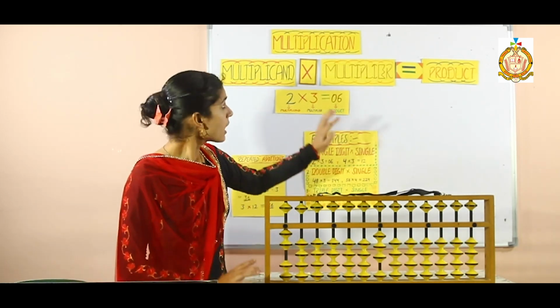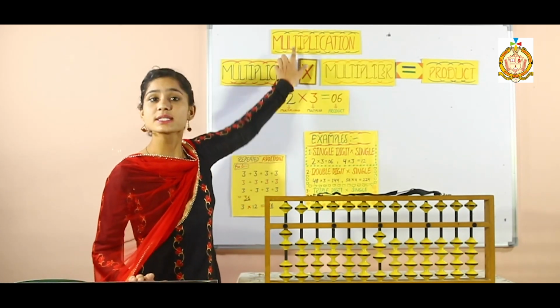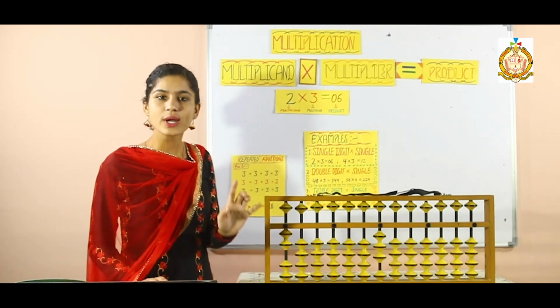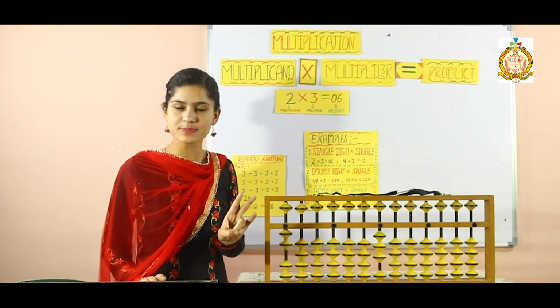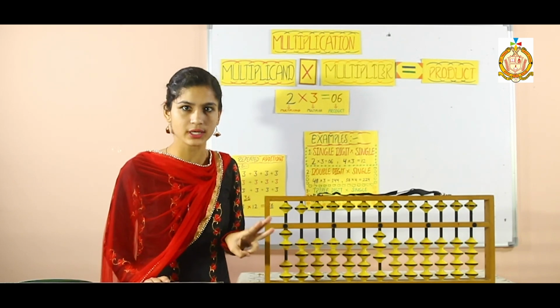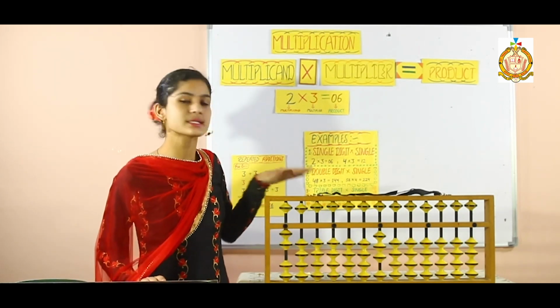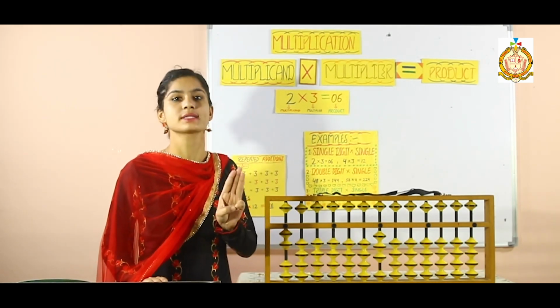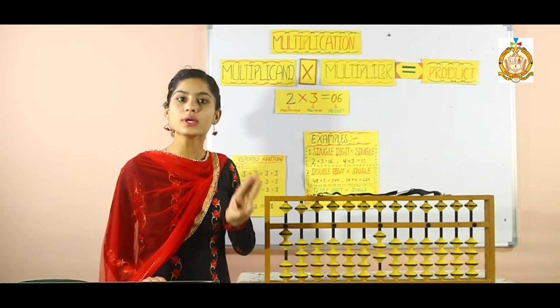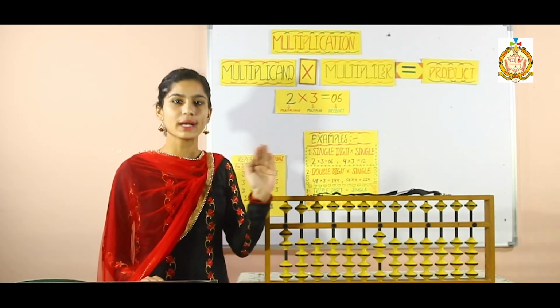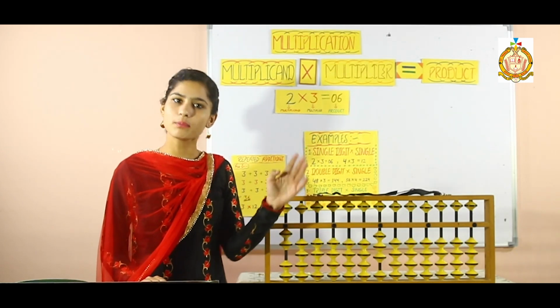Now, I already told you that multiplication consists of 3 parts. First one is multiplicand, second one is multiplier, and third one is product. So we have to divide the abacus scale into 3 different parts. It should be multiplicand, multiplier and product.